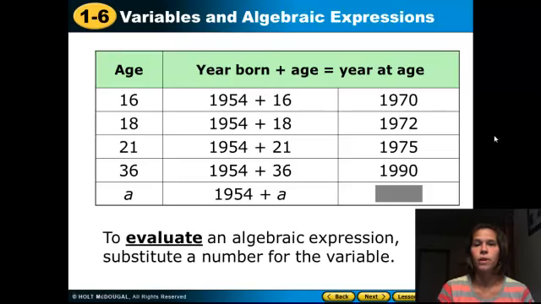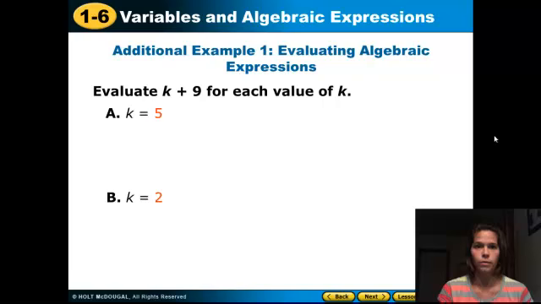To evaluate an algebraic expression, substitute a number for the variable. So let's look at some substitution. Substitution is a lot like volleyball or football. In volleyball, the substitute player comes and stands at the line and the other player comes off the court to allow the substitute to come in. Same in football. If the quarterback is going to come out, the substitute quarterback comes onto the field and the other quarterback comes off. In expressions, we do the same thing.